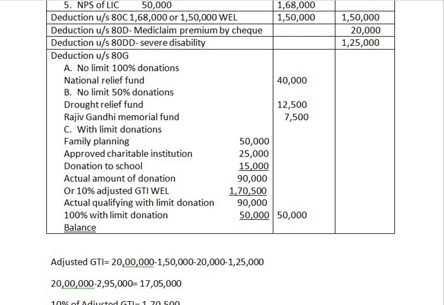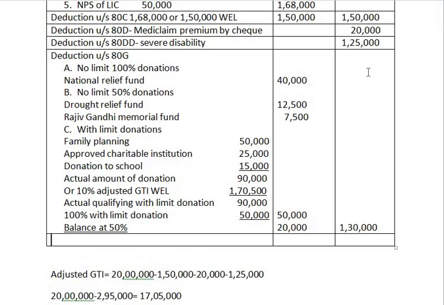That is balance at 50%. What is the amount that we are taking at 50%? It is 20,000. Now total all: 40,000 plus 12,500 plus 7,500 plus 50,000 plus 20,000. The total comes to 1,30,000. So 1,30,000 is the donations or deduction under section 80G.